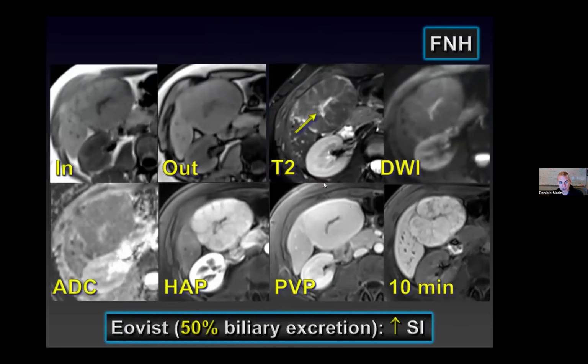Another example of focal nodular hyperplasia with MRI and hepatobiliary contrast agents, you can see the classic finding, the T2 hyperintense central scar, the typical hyperenhancement on the arterial phase, fading to isointensity on the portal venous phase, and then normal uptake of the contrast agent during the hepatobiliary phase.